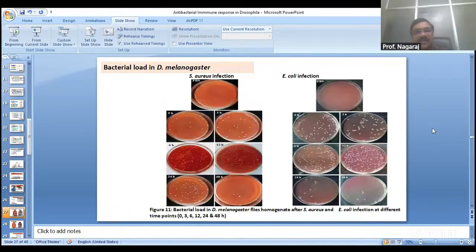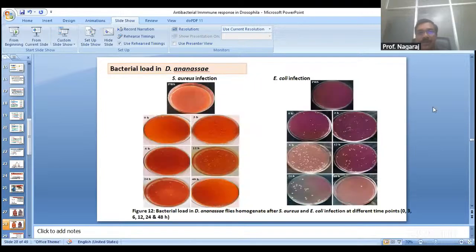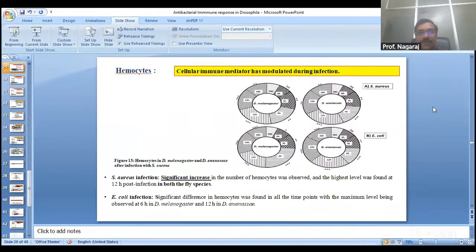This is just the bacterial load on plates. You can see the difference between all these SRES infections. What you are seeing is one side Melanogaster, the other side Ananassae, Melanogaster, Ananassae with the E. coli infection. Here, it's the Ananassae species. Okay, so coming to hemocytes, the cellular immune mediator is modulated during infection.